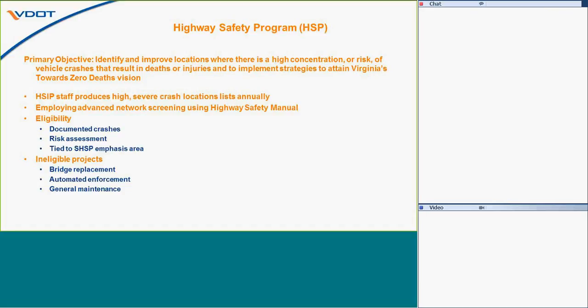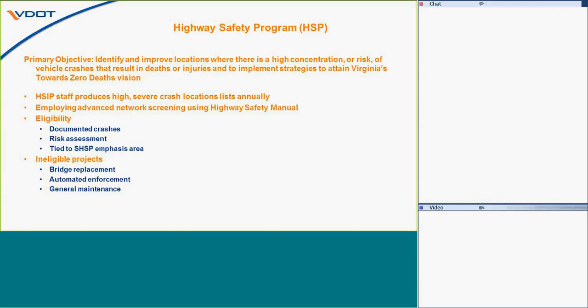The program staff, the HSIP staff, produce to meet those objectives. The staff produce high severe crash location lists annually, and are also employing another methodology that is based off the Highway Safety Manual, which employs an advanced screening network. So those are the two ways where projects are potentially identified.